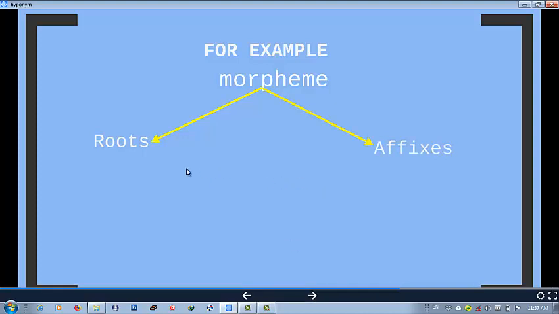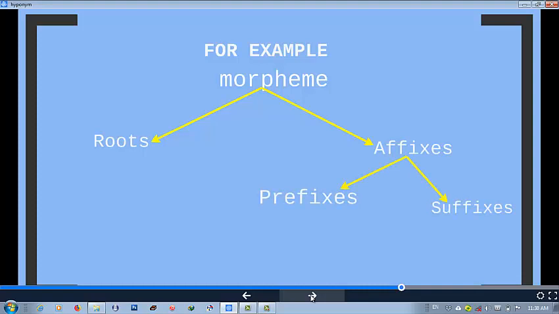So morpheme, we have two parts, that is the root word and affixes. Affixes and the root word are the parts of the morpheme, or we can say that affixes and root are the meronym of the word morpheme. Alright, and affixes we have divided into two: prefixes and suffixes. So suffixes and prefixes are a part of the affixes, or we can say prefixes and suffixes are the meronym of affixes. Alright?